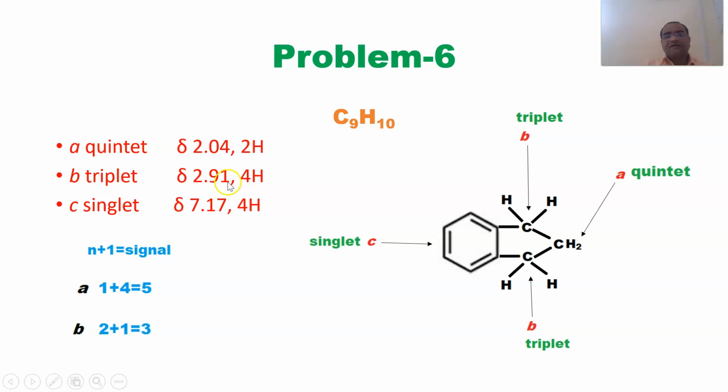So from this data, a singlet with 4H and an aromatic ring means it has been substituted at 2 positions, and these benzylic protons come in a region of 2.5 to 3.5. So it has been understood that these benzylic protons are showing a triplet, and after that we get a quintet.